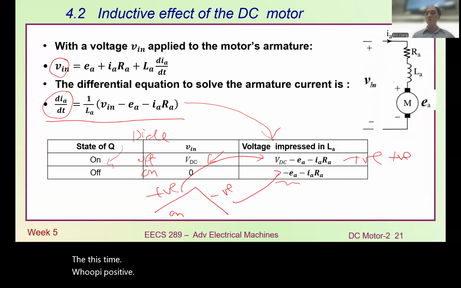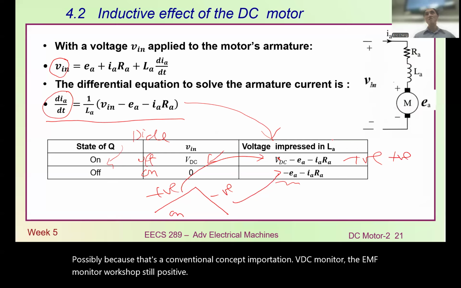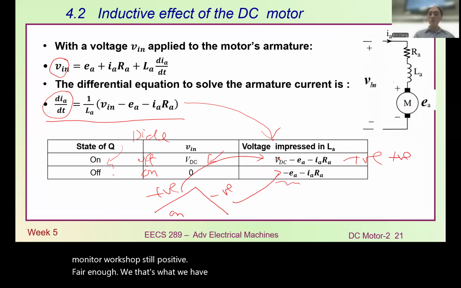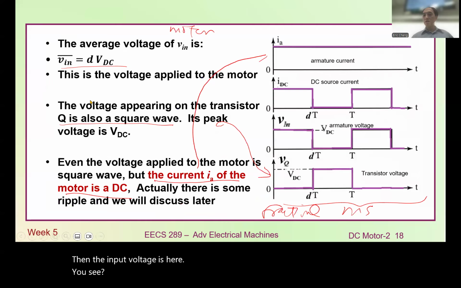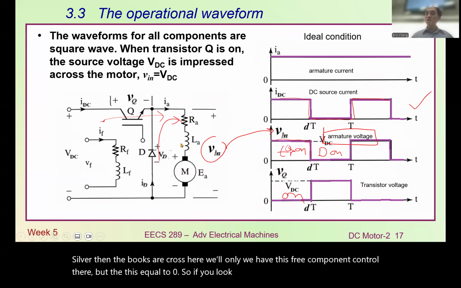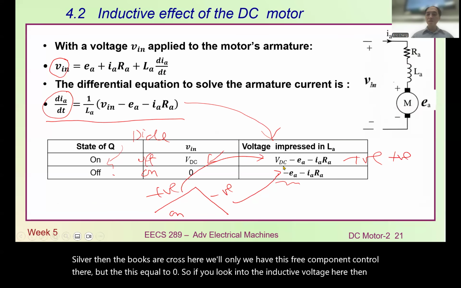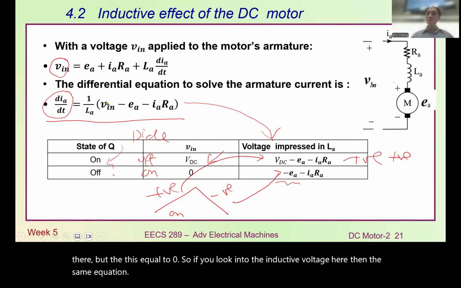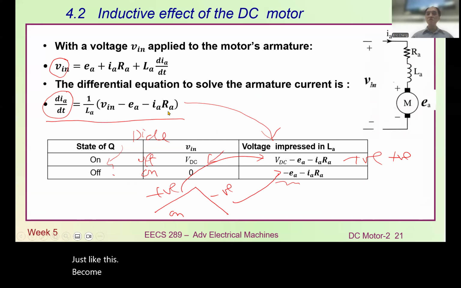Positive, because that's a conventional concept. Input voltage, VDC, minus the back EMF, minus voltage drop, still positive. Fair enough, that's what we have been using. But when we turn off, the input voltage becomes 0. Then the voltage across here, we have this three-component control, but this equals 0. So if you look at the inductive voltage, the same equation, V in becomes 0. So the remaining term will be negative.